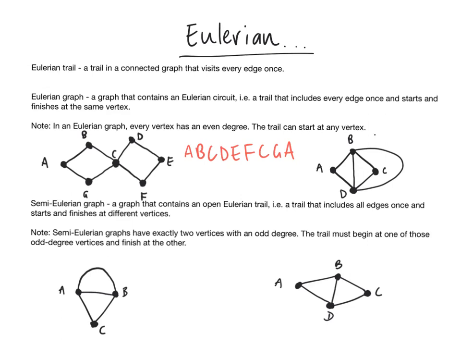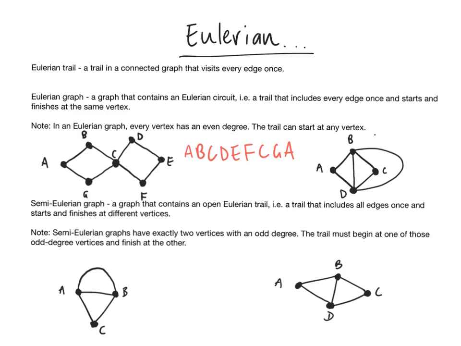Of course, it's Eulerian because it includes every edge once and once only, and it starts and finishes at the same vertex A. Now, if we have a look at the next graph over here, you can see that this is also Eulerian. We can start at this vertex B, for example, and we can move around this curved edge to D, up to C, up to B, back down to D, up to A, and finishing at B.